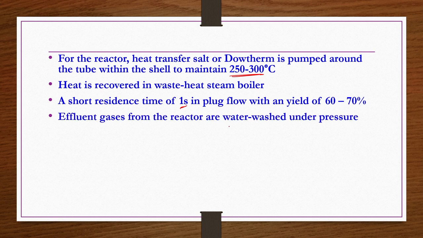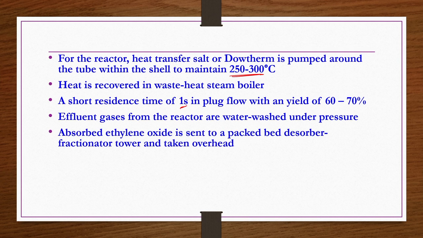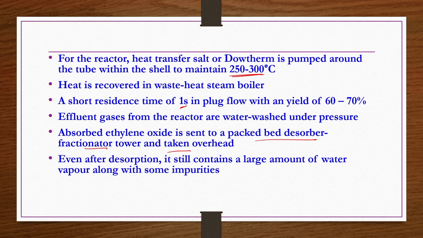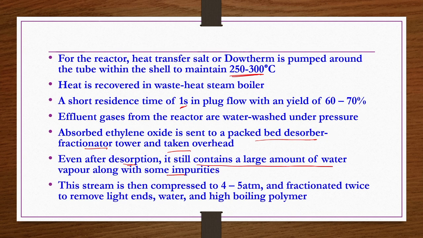Effluent gases from the reactor are water washed under pressure. Absorbed ethylene oxide is sent to a packed bed desorber, fractionator tower and taken as overhead product as shown in the flow chart. Even after desorption, it still contains a large amount of water vapor along with some impurities. This stream is then compressed to 4 to 5 atmospheres and fractionated twice to remove light ends, water and then high boiling polymers in two different columns. Okay.